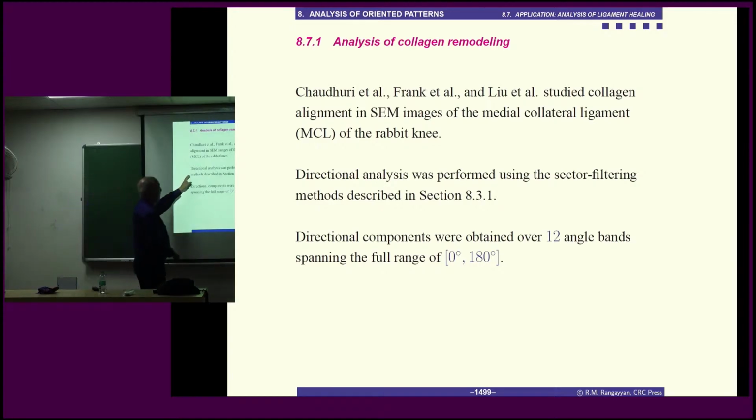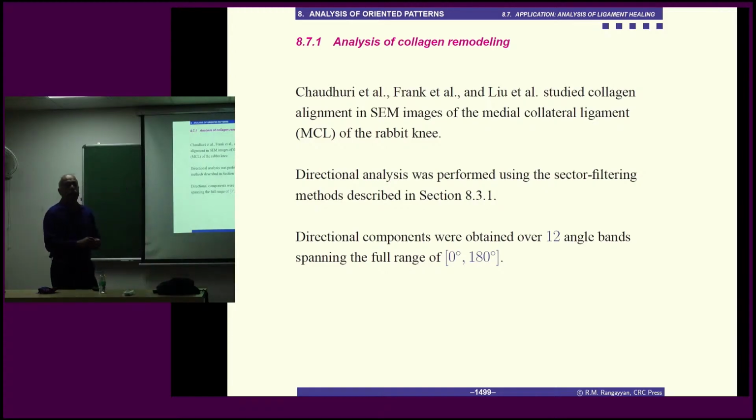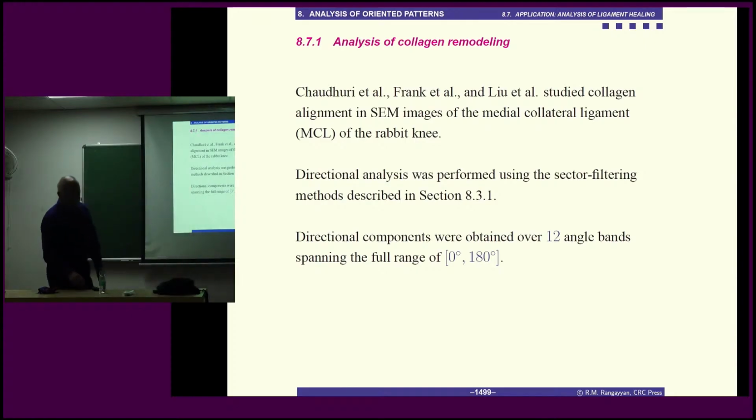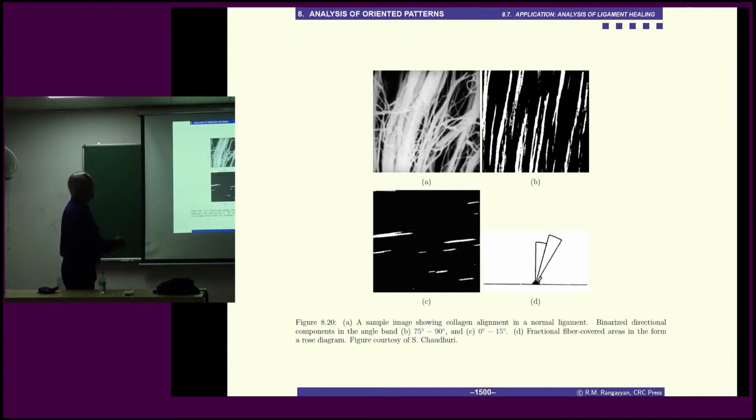So we did directional analysis using sector filtering, using that weighted fan filter with the cosine function and the Butterworth and linear filters. We obtained directional components over 12 angle bands spanning the range of 0 to 180. So each angle band is 15 degrees wide. Here is an image where you can see some of these oriented components clearly, and the binarized directional components for the angle 75 to 90 degrees. So that comes here. You don't see the other components here. These come in the 0 to 15 degree band.